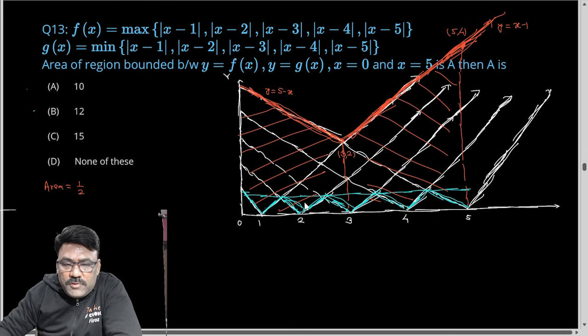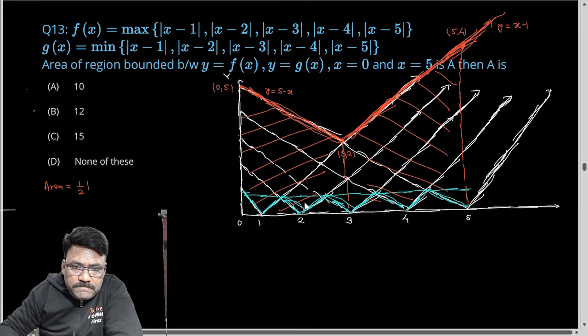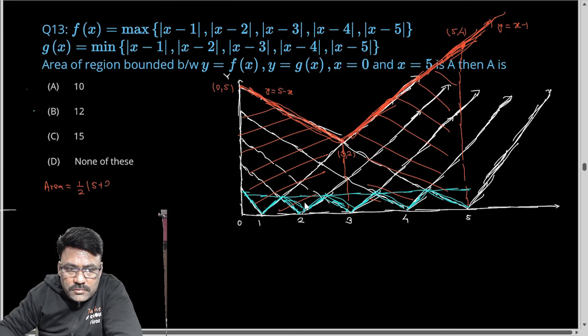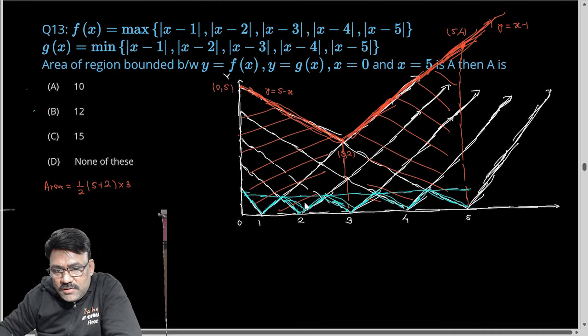This point is (0, 5). Yes, it is (0, 5). So half, this side is 5. Half sum of parallel sides. This side is 2. And the distance between the parallel sides is 3. This side is 3 from here to here.